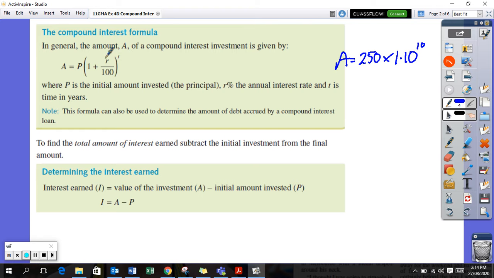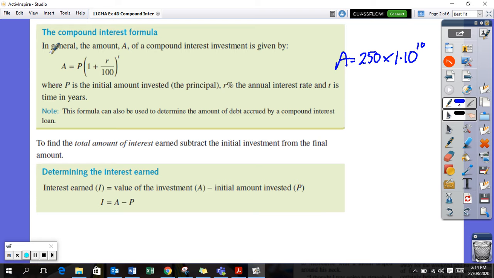You don't have to be this formal. You can just recognise if it's 10%, it's 1.10 in the brackets. If it's 12%, it's 1.12 in the brackets. If it's 7%, it's 1.07 in the brackets. Okay, and T is the number of years. So in this case over here, 10 years.